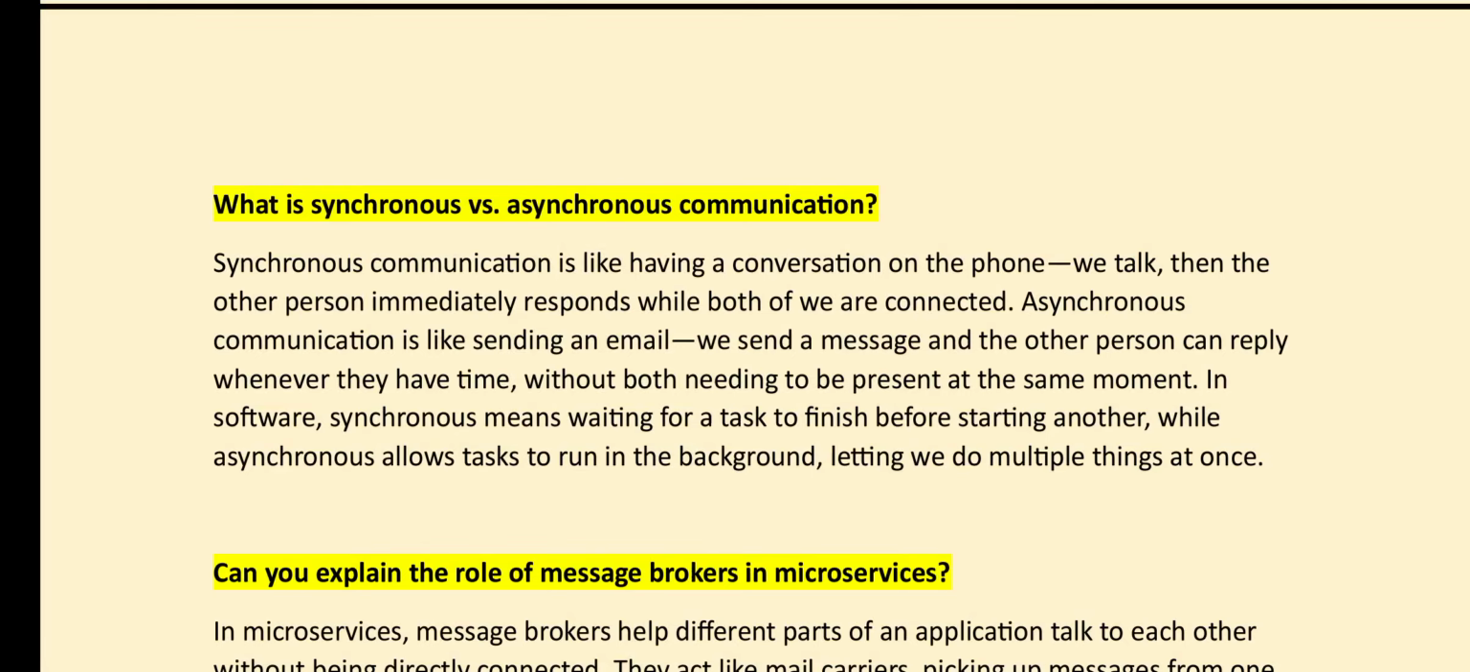What is synchronous and asynchronous communication? Synchronous communication is like having a conversation on the phone. We talk, then the other person immediately responds while both of us are connected. Asynchronous communication is like sending an email. We send a message and the other person can reply whenever they have time, without both needing to be present at the same moment. In software, synchronous means waiting for a task to finish before starting another, while asynchronous allows tasks to run in the background, letting us do multiple things at once.